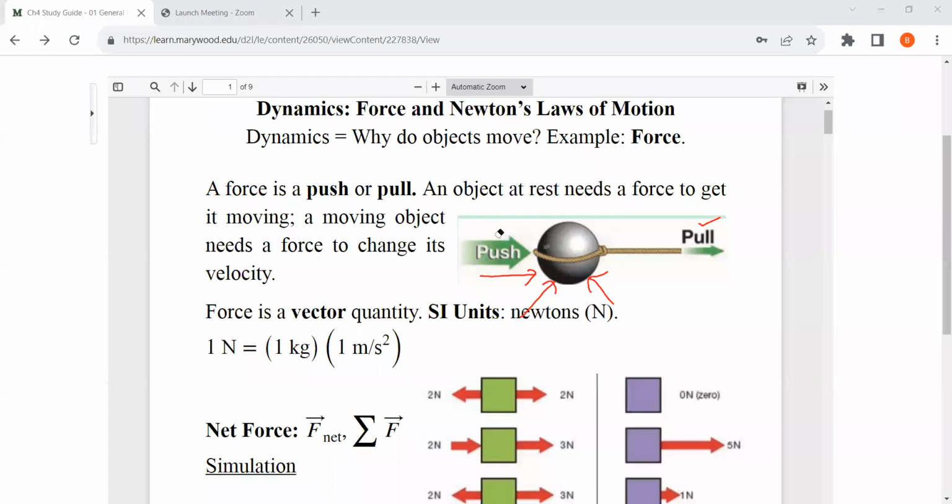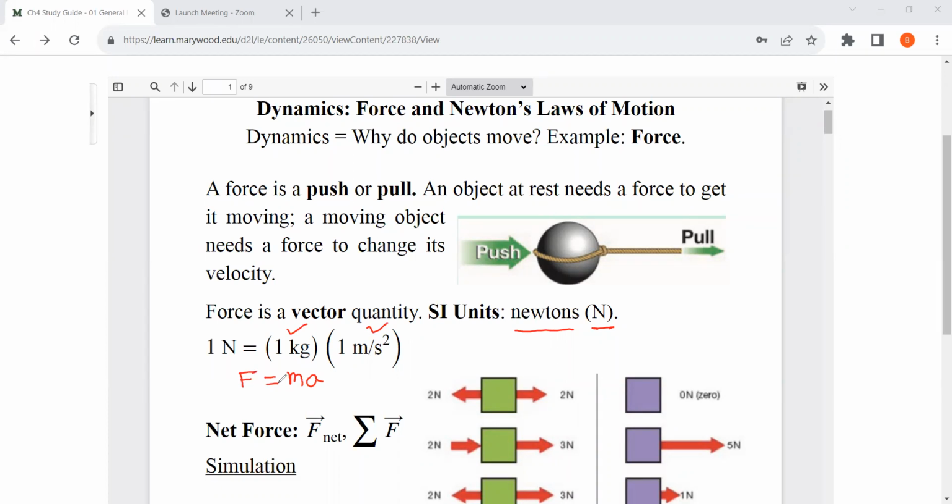Remember that. Now the standard international unit for force is the newton, and we use capital N to represent newtons. Later in this chapter you will see that the newton is related to the kilogram and meter per second squared. Kilogram is the unit of mass, and meter per second squared is the unit of acceleration. So later you will see that force is related to mass and acceleration by this equation.